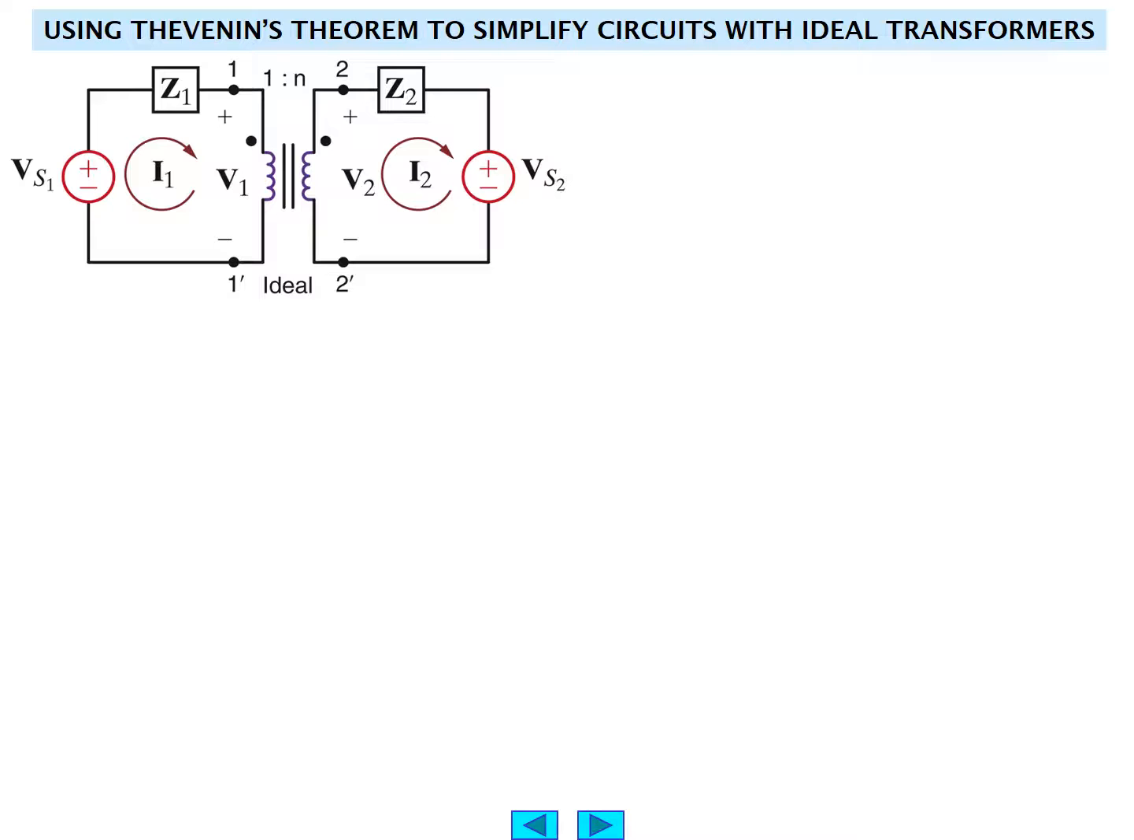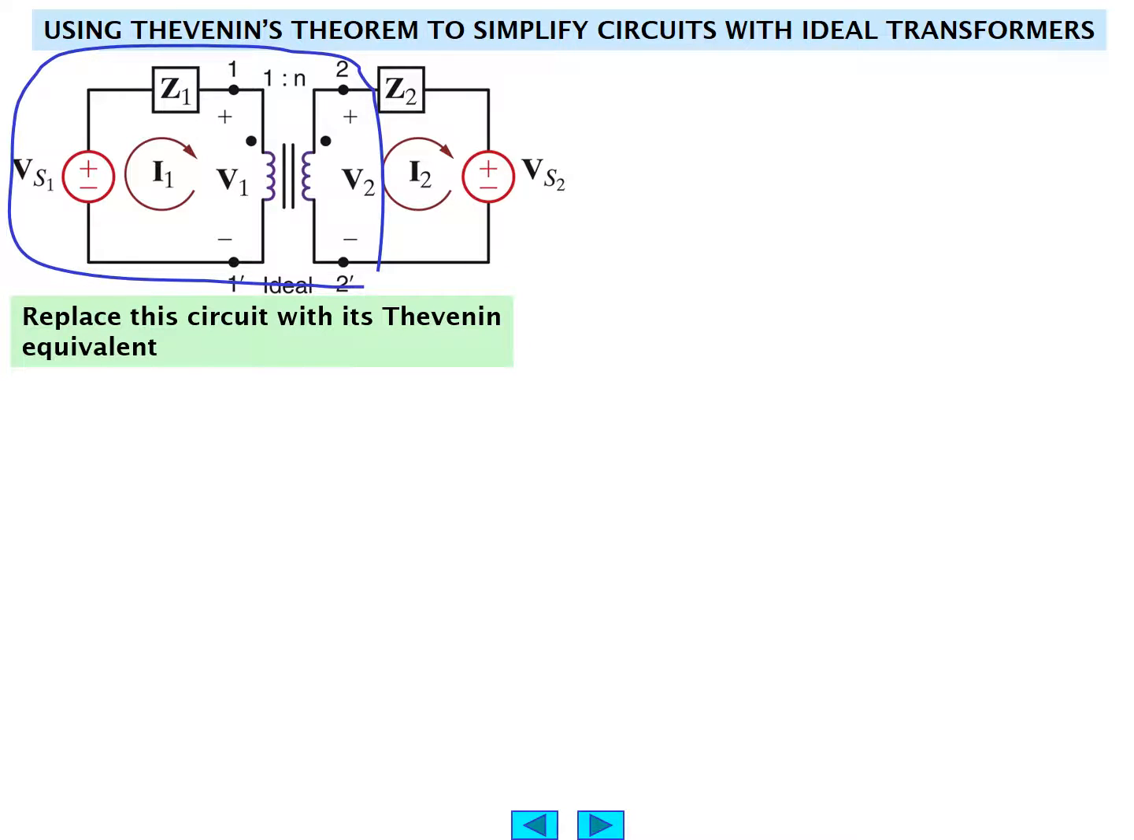In this particular exercise, let's consider Thevenin's theorem to simplify circuits using ideal transformers. Here we have a voltage source on the left with some unknown voltage, which we'll call VS1, with a circulating current I1 through an impedance Z1, which is then connected to an ideal transformer whose turns ratio is 1 to n. On the secondary side, with the dot notation as shown, we develop a voltage V2, circulating current I2, an impedance Z2, and a secondary source, V sub S2.